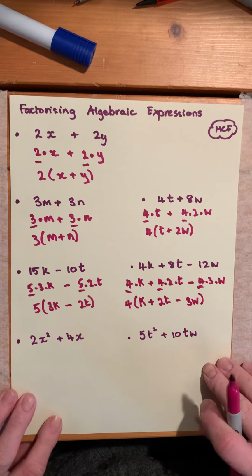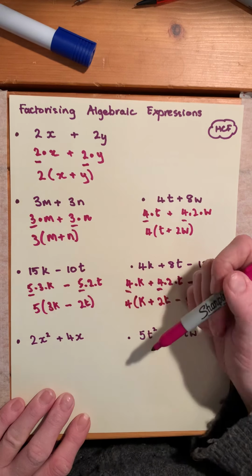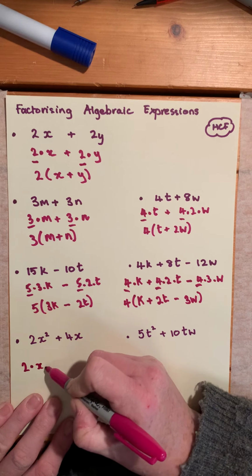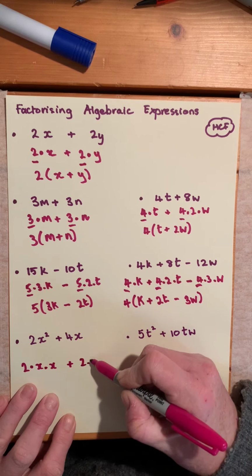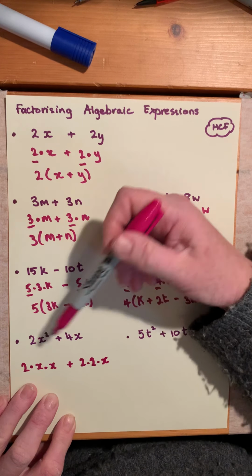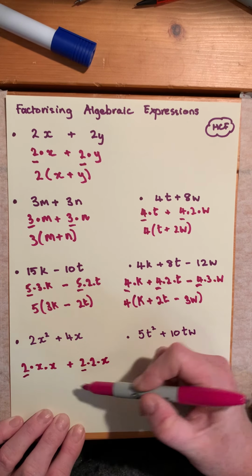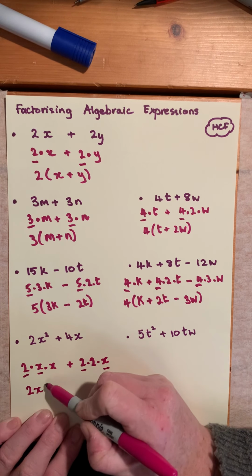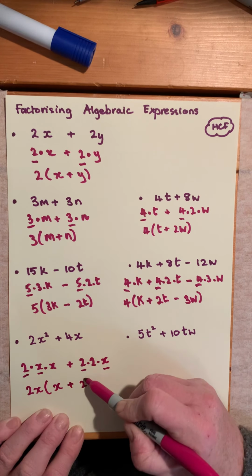What happens when we have letters that we can also factorise? Let's break down this expression. 2x squared, that means 2 times x times x, plus 4x. I'm going to break that down to 2 times 2 times x, because the highest common factor of 2 and 4 is 2. Have a look at that. What do they have in common? Well, they have a 2 in common and they have an x in common. So I can take out 2x and then start my brackets. I'm left with x plus 2.